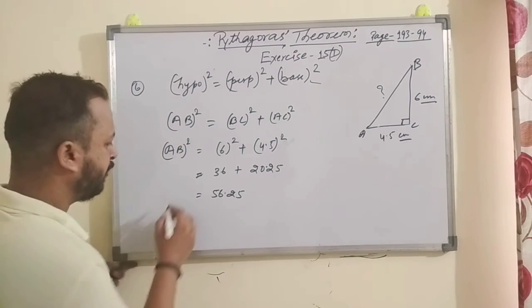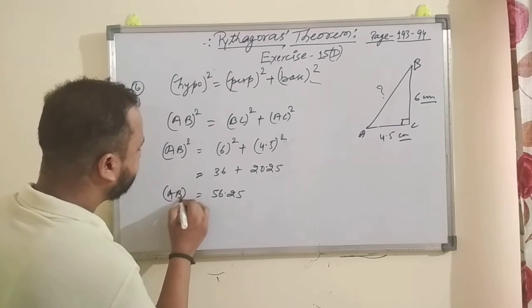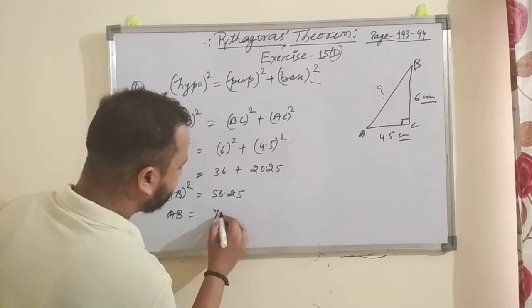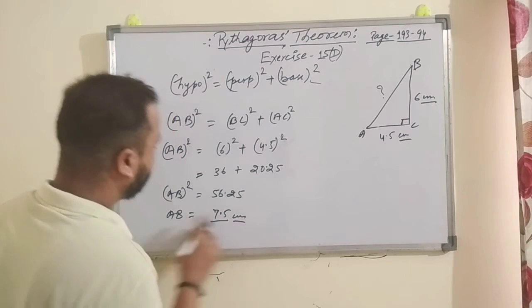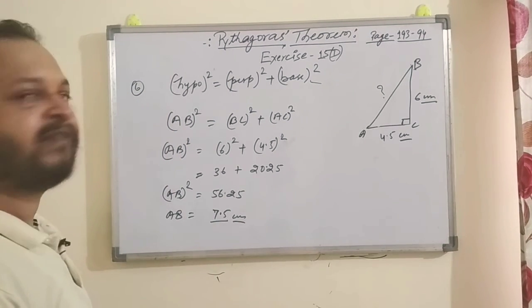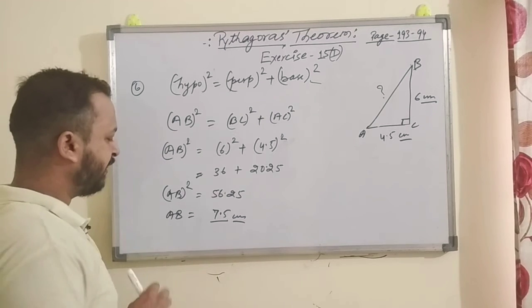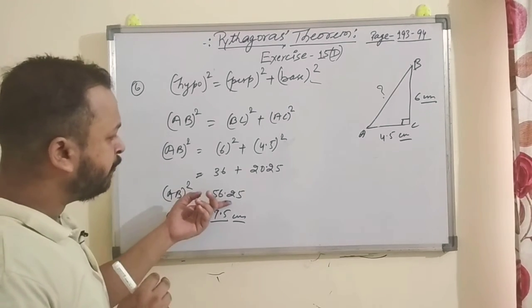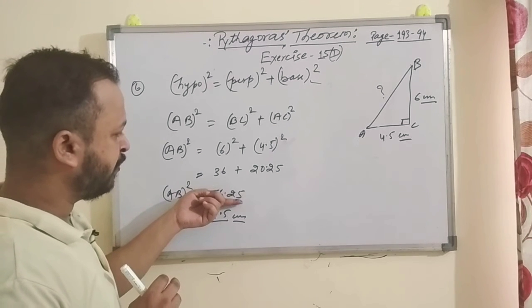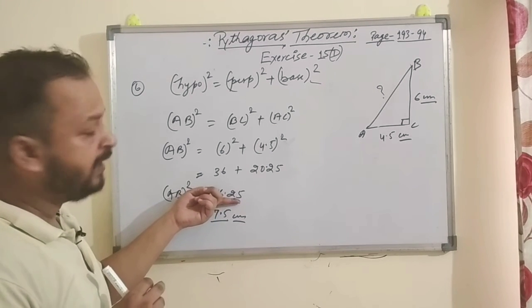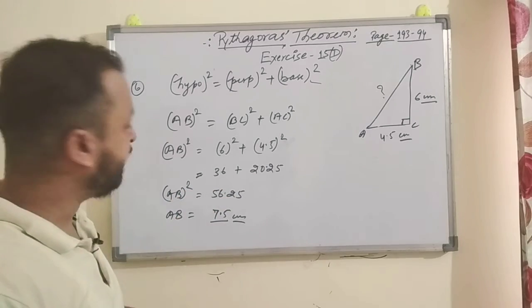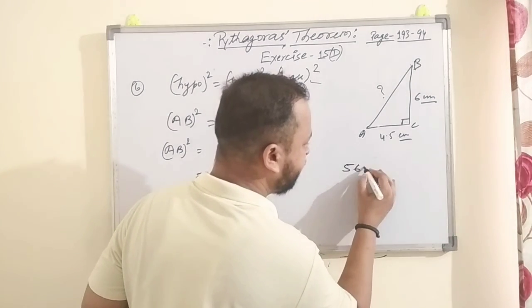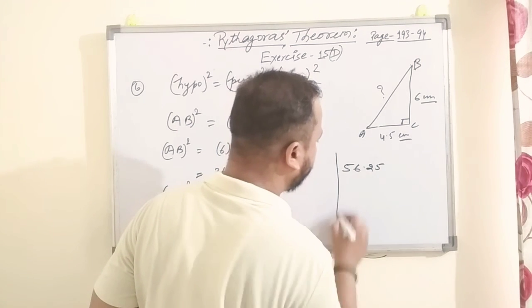This is 56.25, AB square, and then AB is equal to 7.5. The square of 75 is 5625, right? So I have done this directly, right? If you want to find out the square root of this part, you will study this part in class 8. But now I'm going to discuss with you how to find the square root of 56.25.